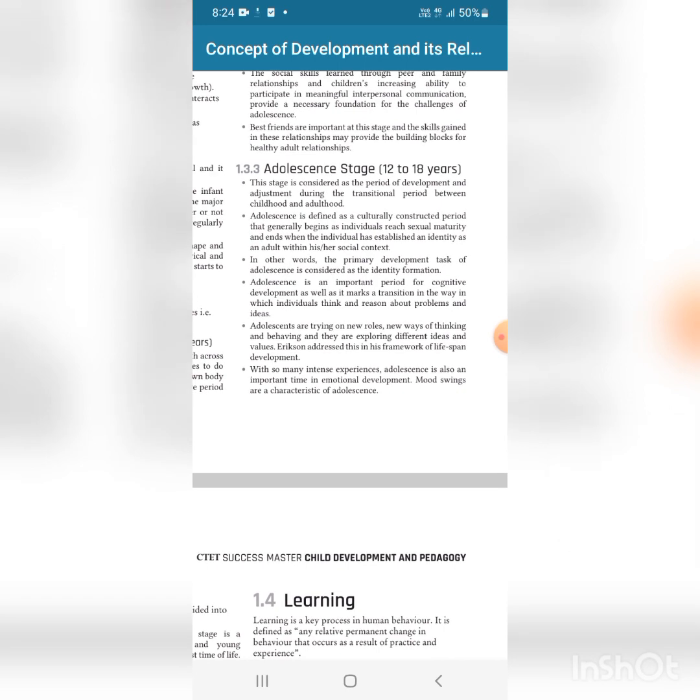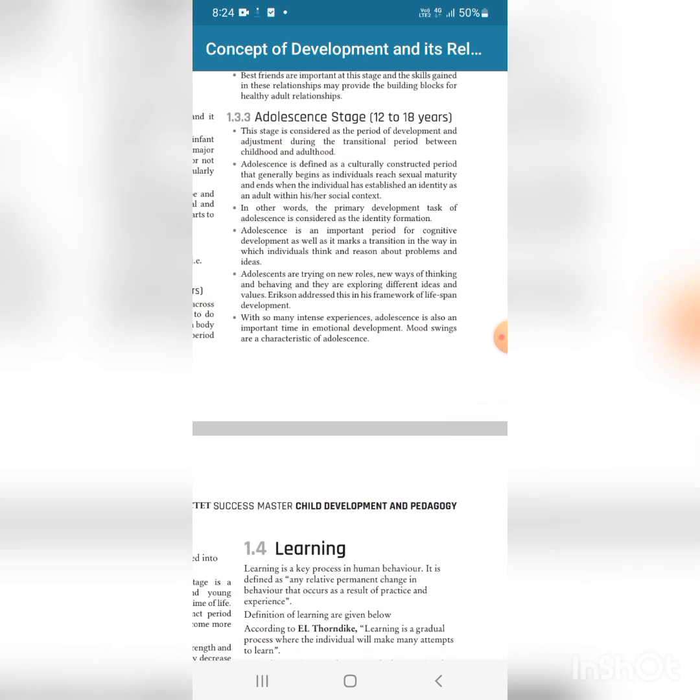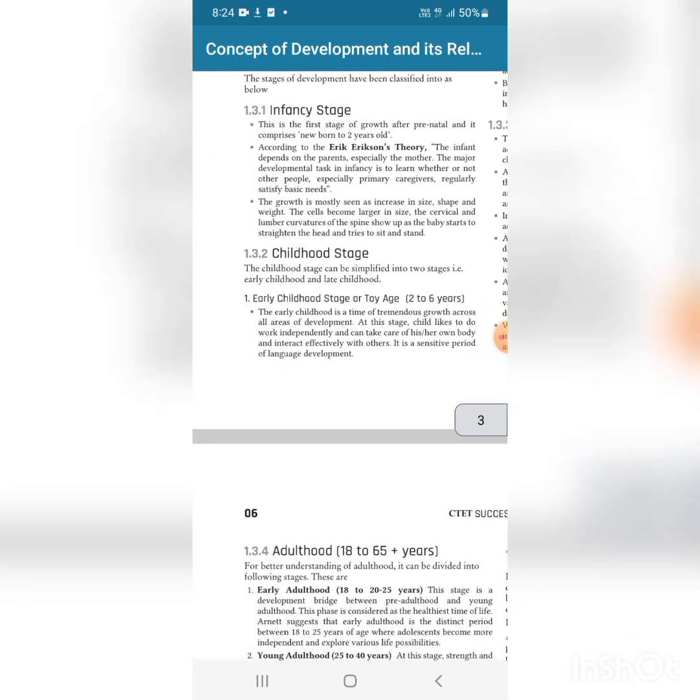And adolescence is an important period for cognitive development as well, as it marks a transition in the way in which individuals think and reason about problems and ideas. Adolescents are trying on a new role, new ways of thinking and behaving, and they are exploring different ideas and values. Erikson addressed this in his framework of lifespan development. With so many intense experiences, adolescence is also an important time in emotional development. Mood swings are a characteristic of adolescence.